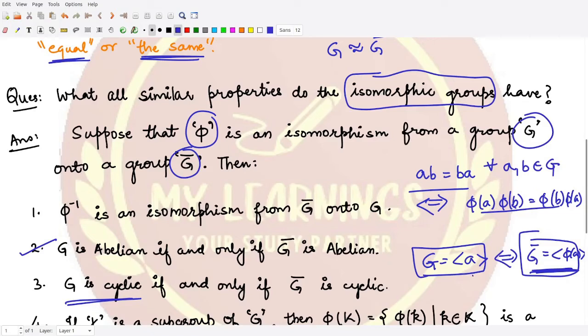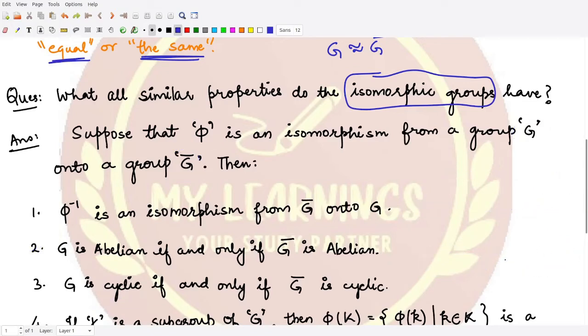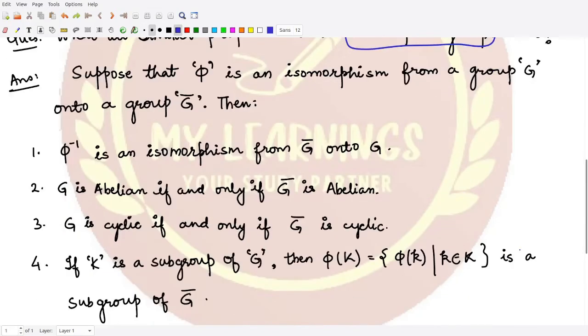So we have also studied the proof of this result in the previous videos, right? Moving forward to our fourth property, it tells us that if K is a subgroup of the group G, then the image of this subgroup under the map phi, so phi of K, which consists of all those elements phi of k, such that small k is a member of capital K.